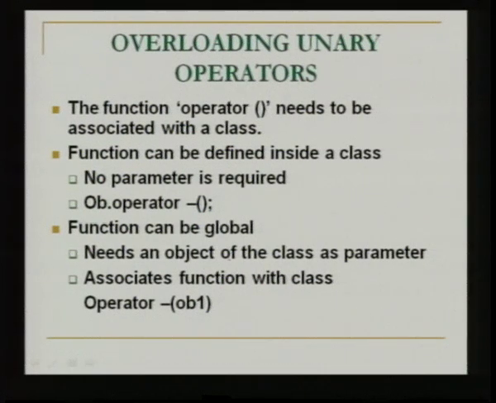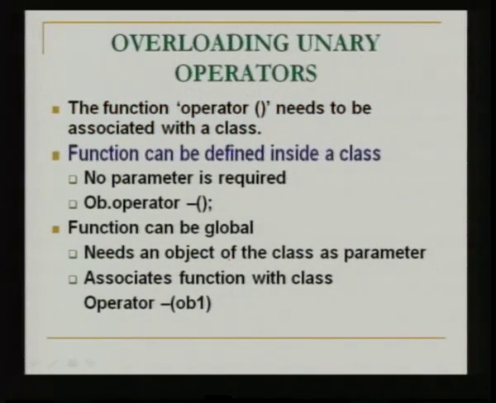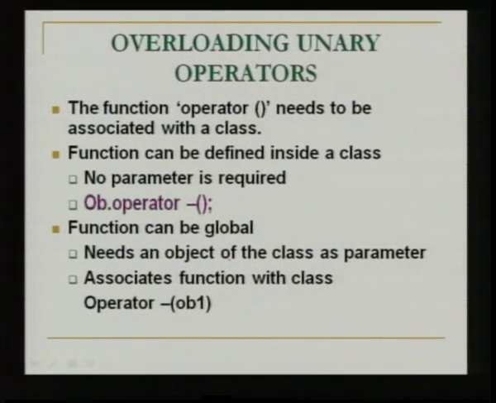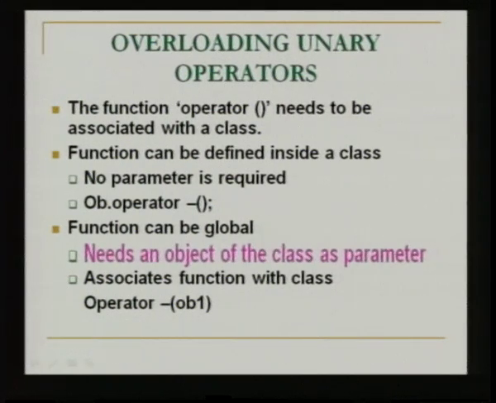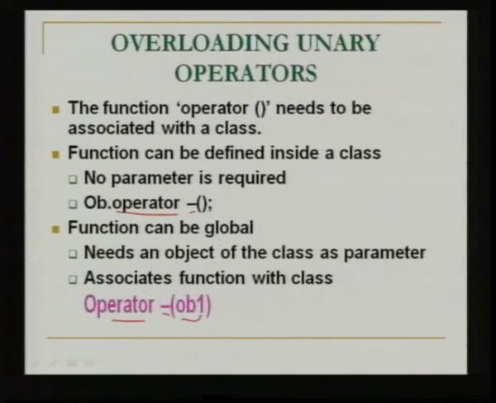We will just have an introduction into these unary operators. The operator function has to be associated with a class. If a function is defined inside a class, you do not require any arguments. The function will look like this: object.operator and only the symbol. It does not have any arguments. If the function is global in nature, then you need an object of the class as a parameter, and that is how you associate it with a class, and the example is this. So in between these two functions, if you see, the operator is the same, the symbol is the same, only here you have an object as a parameter, and here you are not having any arguments.